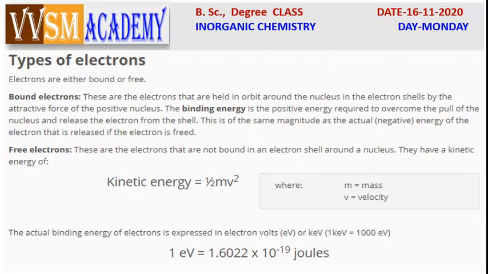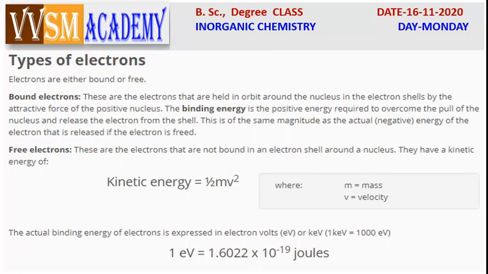So, my dear friends, these are the electrons that are not bound in an electron shell around the nucleus. They have kinetic energy because of the kinetic energy of the moving particle, an electron, revolving around the nucleus of an atom. Kinetic energy is equal to half m v square, where m is the mass of the particle and v is the velocity of the particle. Here, the particle is a charged particle, which is nothing but an electron.